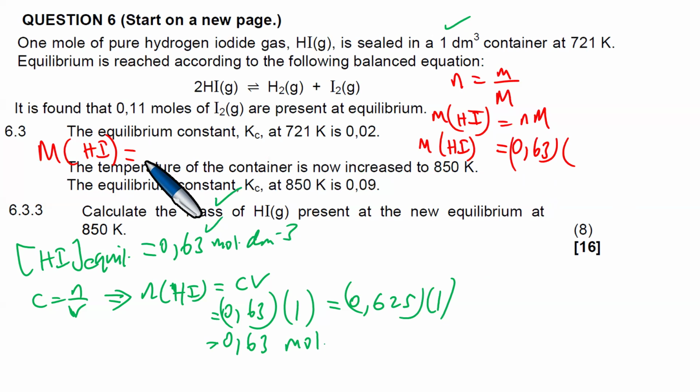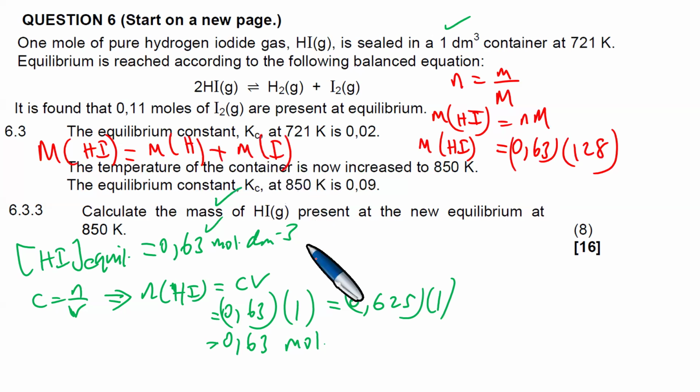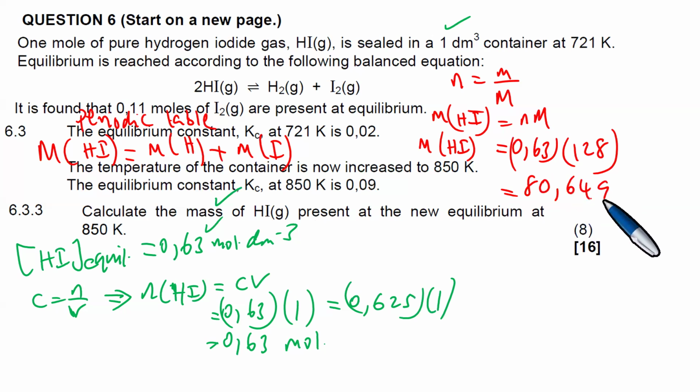hydrogen. Okay, this one I'm going to write, it is 128, from the periodic table, but it is the molar mass of hydrogen plus the molar mass of iodine. Okay, the total is, this is from the periodic table, I know you know that. So in the end it is 128, and therefore, if you multiply 0.63 by 128, what we're getting is 80.64 grams. Okay, we have found the mass of the hydrogen iodide.